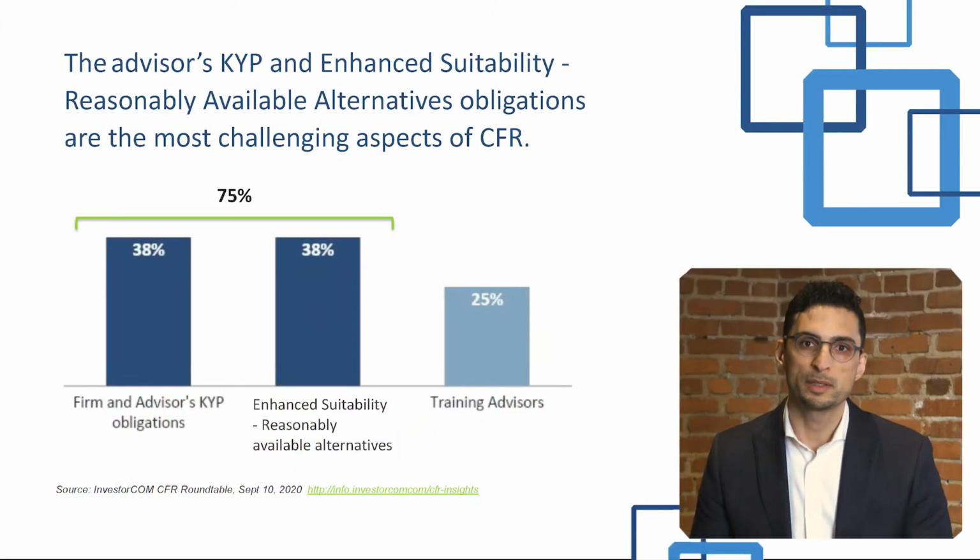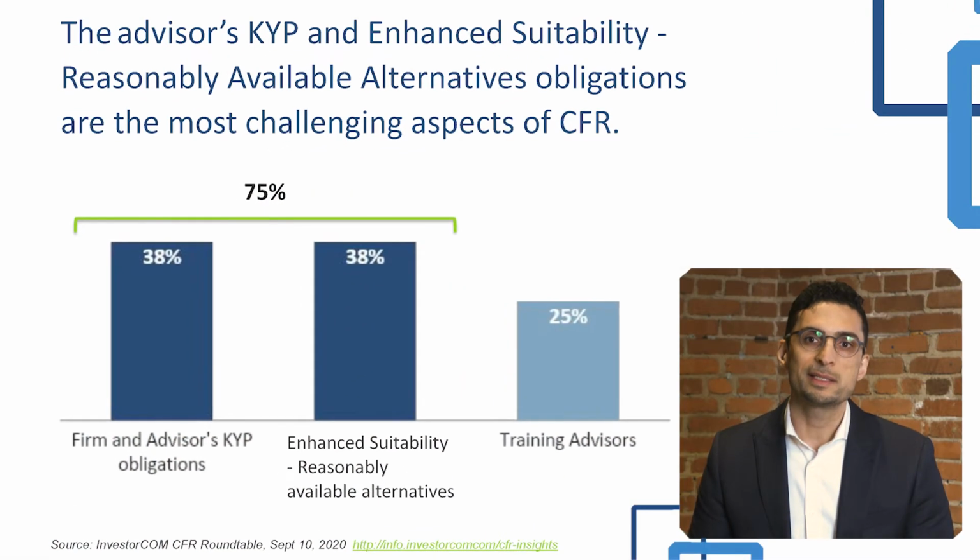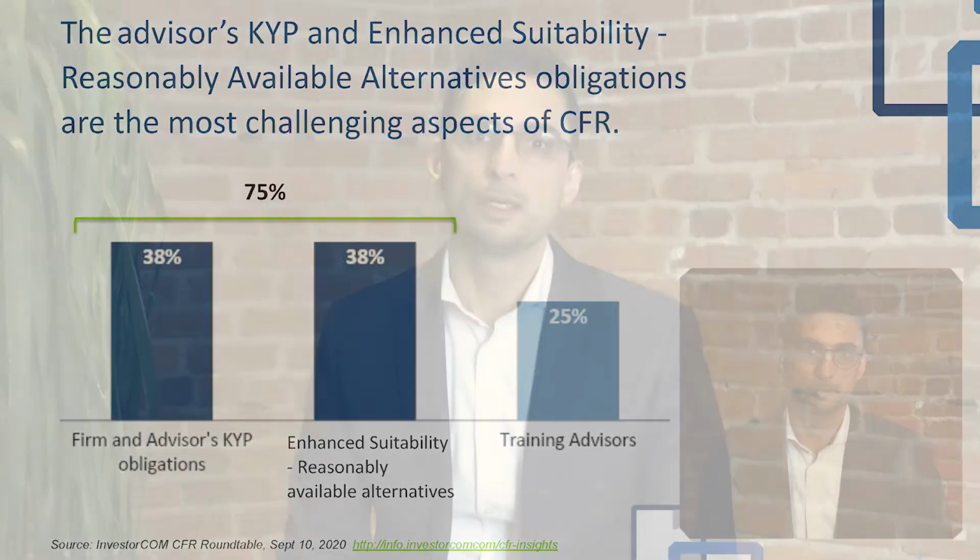Given the principle-based nature of the client-focused reforms, there's a high degree of ambiguity around the practical application of the advisor's obligations. When we polled the wealth management industry, we observed that nearly 75% had a challenge with the advisor's KYP and assessment of reasonably available alternatives. For example, what is the most effective and compliant manner in which an advisor should meet her KYP obligations, assess a reasonable range of available alternatives, and demonstrate she has accounted for this when recommending investments in the client's best interest?